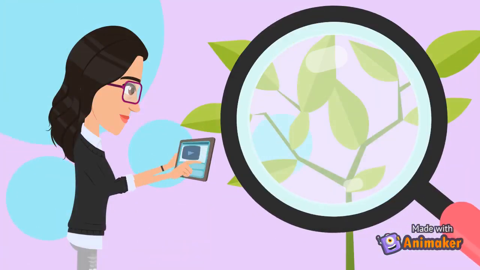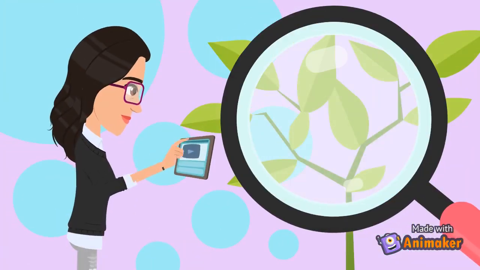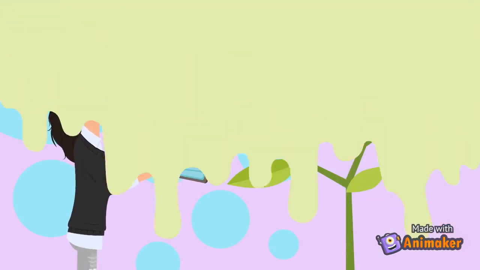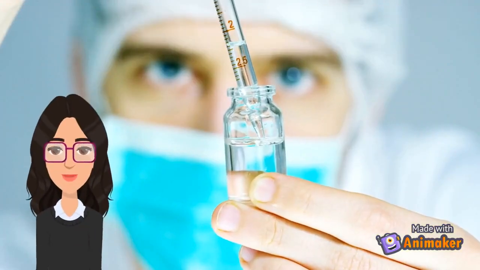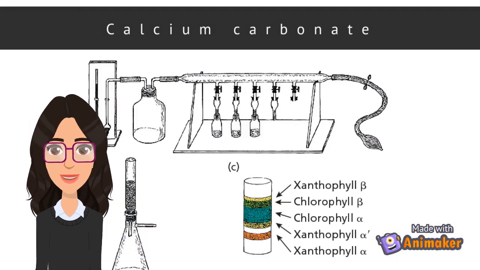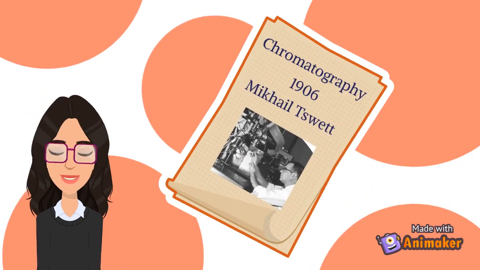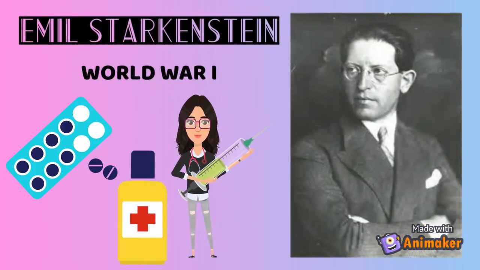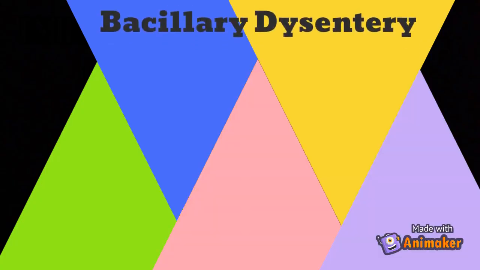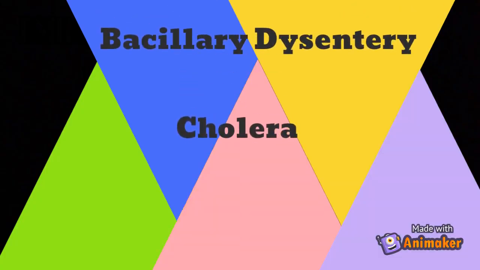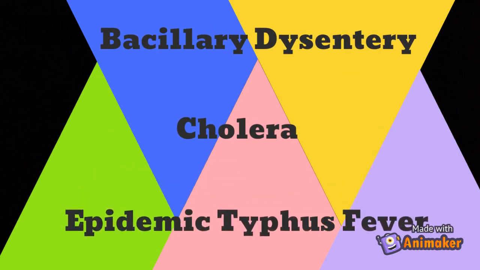It was developed when he produced a colorful separation of plant pigments, such as chlorophyll and carotenoids, through a column of calcium carbonate. However, chemists paid very little attention to Swift's published paper. Emil Starkenstein, during World War I, took advantage of his knowledge of experimental pharmacology for new approaches to the treatment of bacillary dysentery, cholera, and epidemic typhus fever.